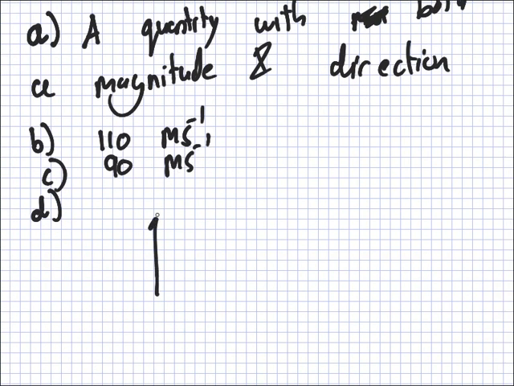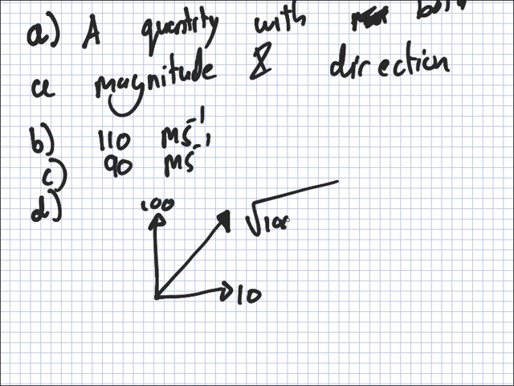So it's 100 here and 10 here. And you said they want the magnitude? So they decided to be kind to you and give you an easy question to start the exam. So this would be square root of 100 squared plus 10 squared. What did that work out as? 100.49?